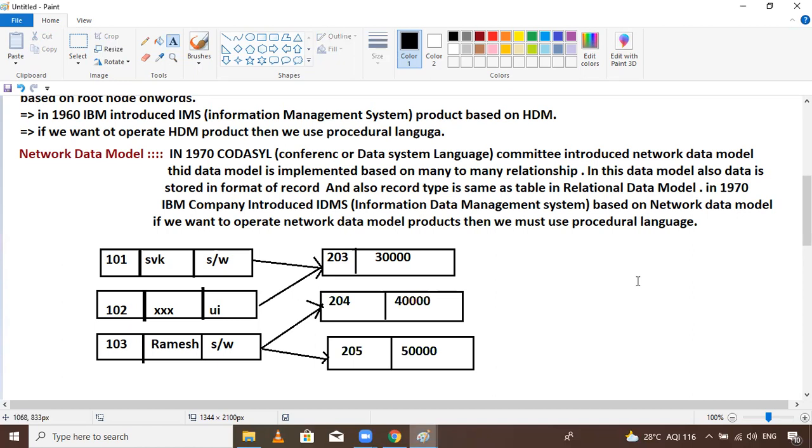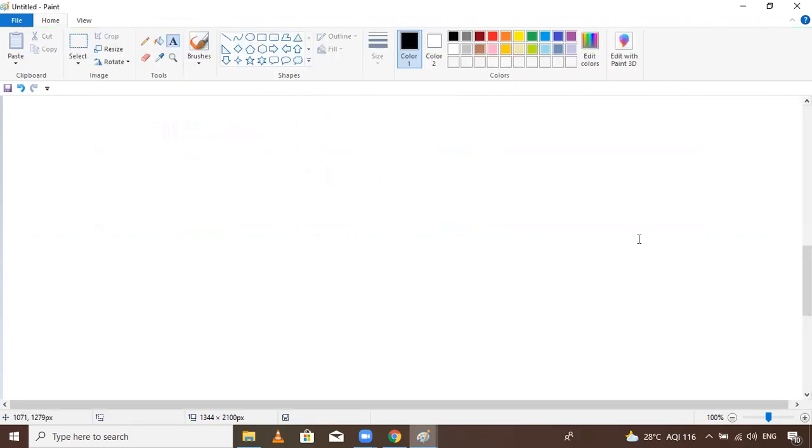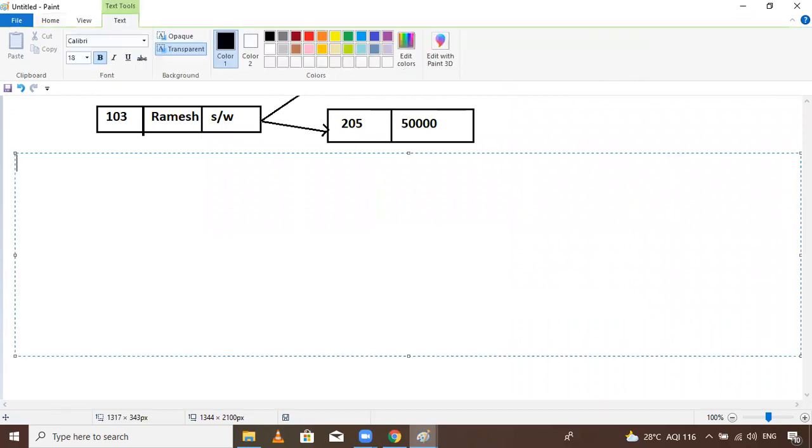So now this is our network data model, guys. Last one is the relational data model. Relational data model is nothing but the table formatted model. What is the relational data model? This one is the important. Nowadays, only this one is important. The remaining things are not important, I have just given them for information purposes.